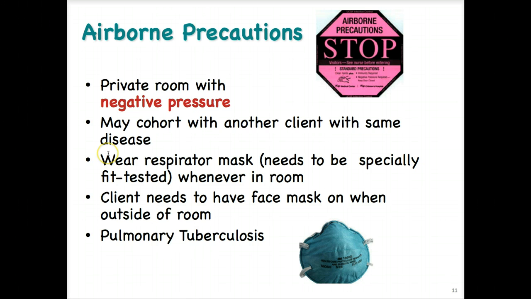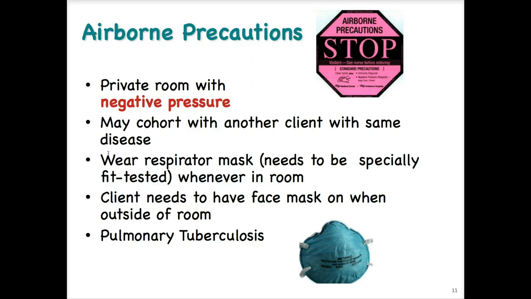So first of all, airborne precautions. Airborne precautions are used most commonly for TB. When a patient is in airborne precautions for TB or any similar disease, they must be in what's called a negative pressure room. Or they may be in a cohort with another client that has the same disease, but it's very rare, and I won't ask you that. It's not the standard in this community. In this community, Milwaukee, people with TB get their own room.